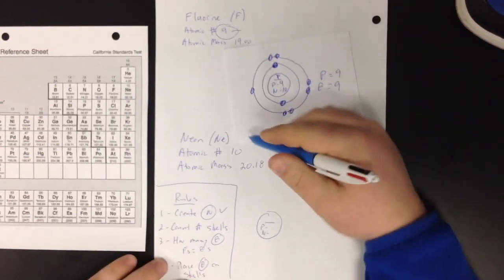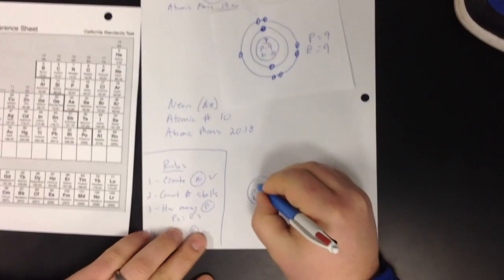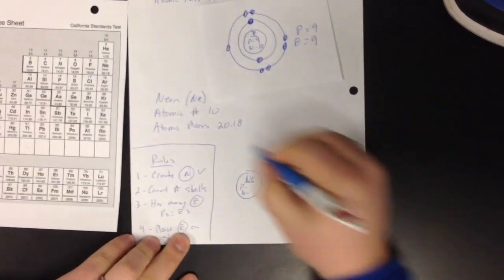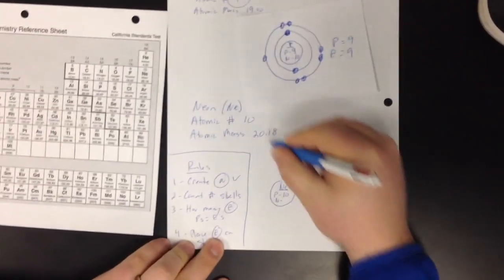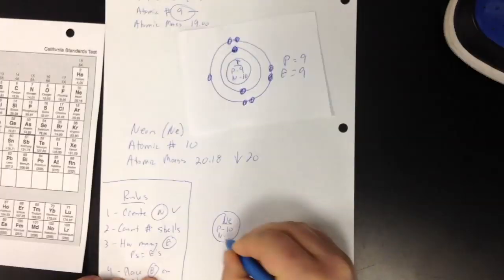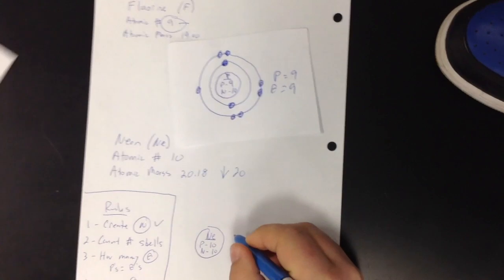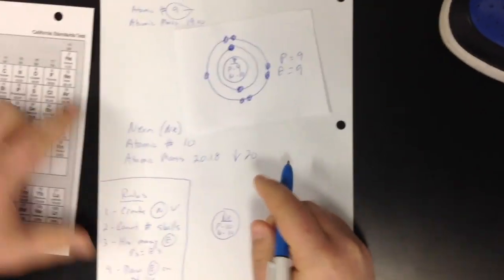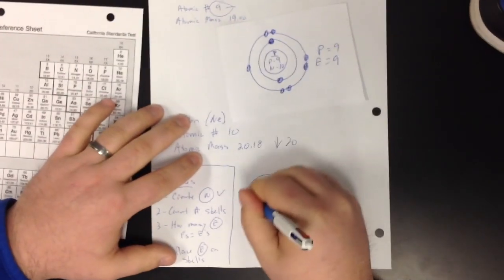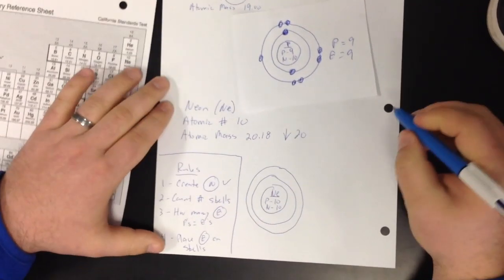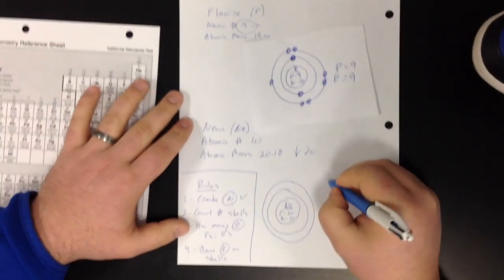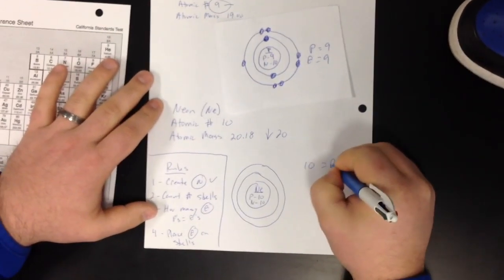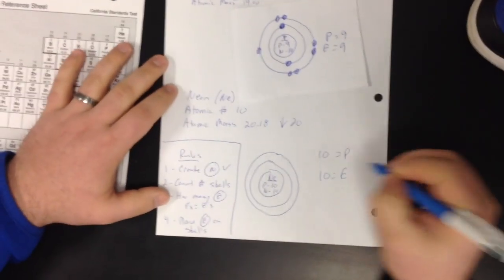Second element we're going to do is neon. Same thing. First step, fill in the nucleus. Atomic number's 10. 20.18 rounds down to 20. 20 minus 10 tells me I have 10 neutrons. It is also in the second row. Therefore, I'm going to have 2 of these shells. And I know I need to have 10 protons, 10 electrons.